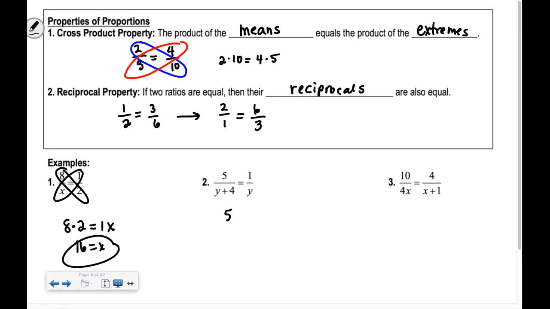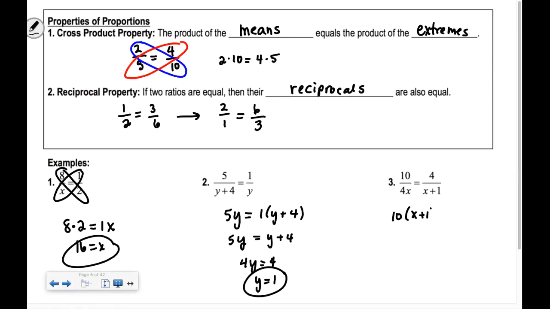This one I have 5 times y equals 1 times y plus 4, which is still just y plus 4. So I get 4y equals 4, so y equals 1. And the last one is a little bit harder, so I have 10, and then I want to put parentheses, times x plus 1 equals 4 times 4x. So I have 10x plus 10 equals 16x. So subtract the 10x over, I get 6x equals 10. And divide by 6, so I have 10 over 6 equals x.